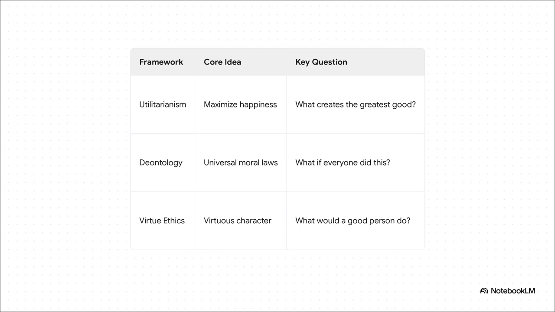Utilitarianism is all about the outcome. It asks, what action creates the greatest good for the greatest number? Deontology is focused on rules and duties. It asks, what if everyone on Earth did this exact same thing? And then there's virtue ethics, which shifts the focus entirely. It doesn't ask about actions, it asks about character. What would a truly good, virtuous person do in this situation?